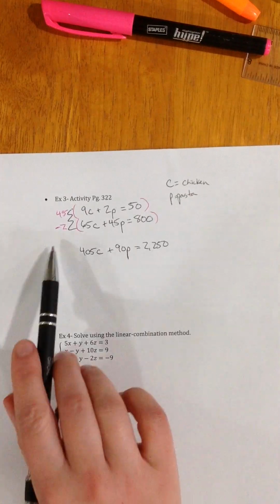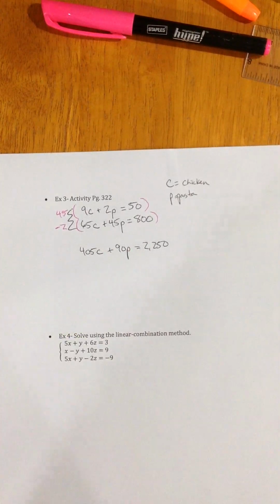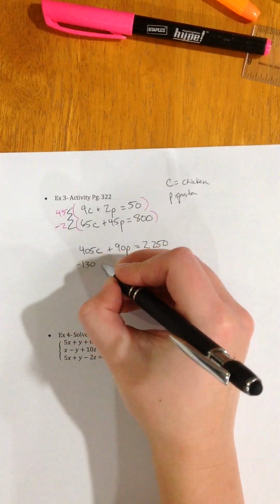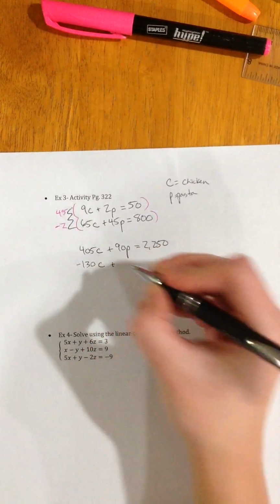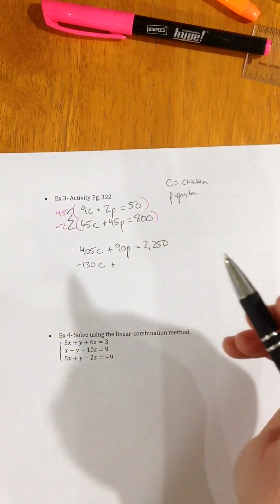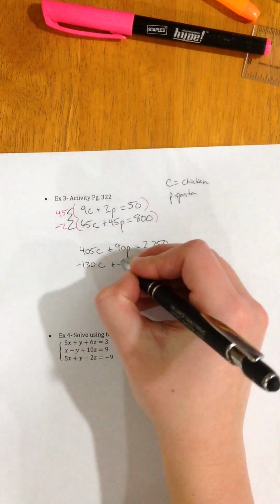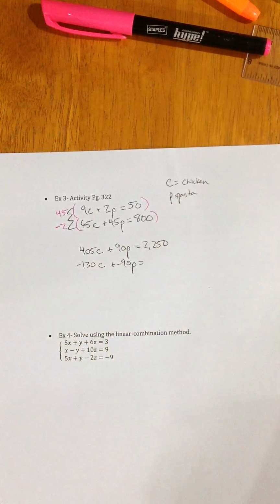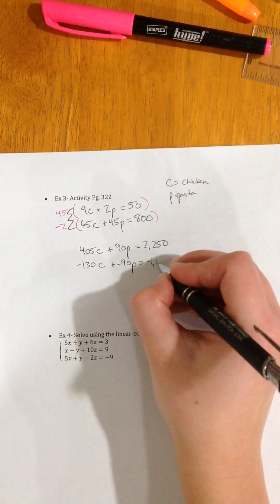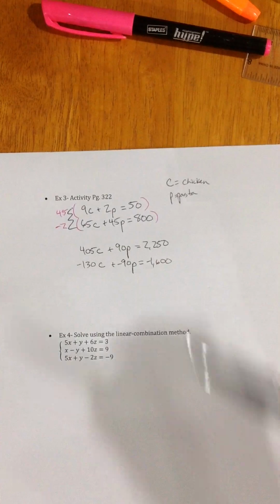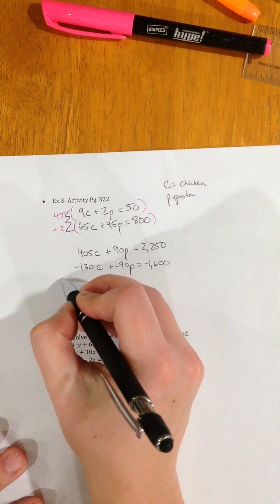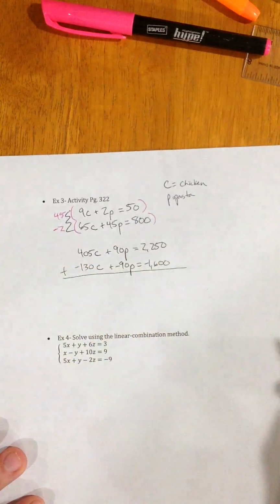And then I'm going to do the same thing with my negative 2, distribute that through. So negative 2 times 65 would be negative 130C, plus negative 2 times the 45, so really it would be negative 90P. And then the negative 2 times the 800 would be negative 1600. And again, our goal was to get opposites, which now we have because we got 90 and negative 90. So I'm going to do my big addition problem here.